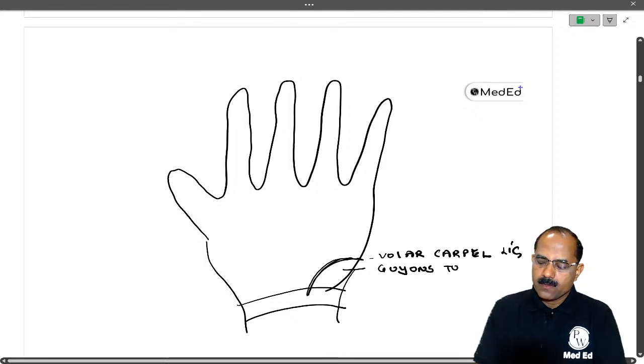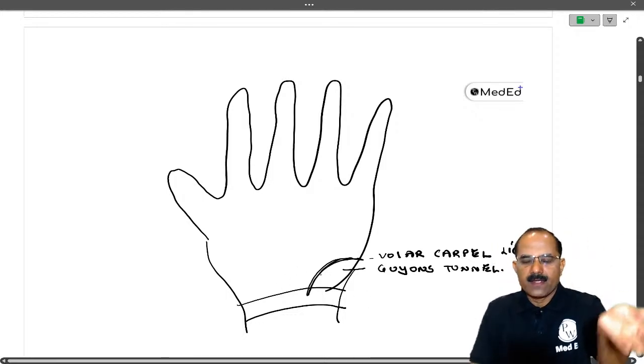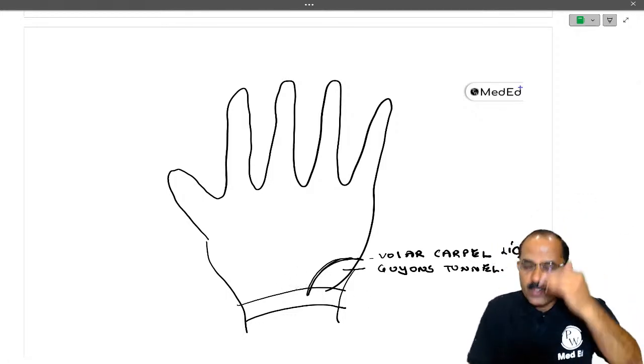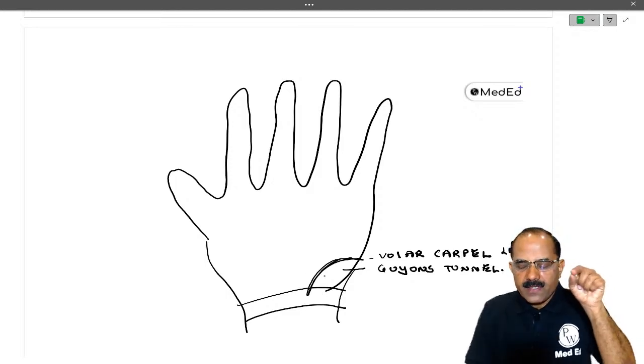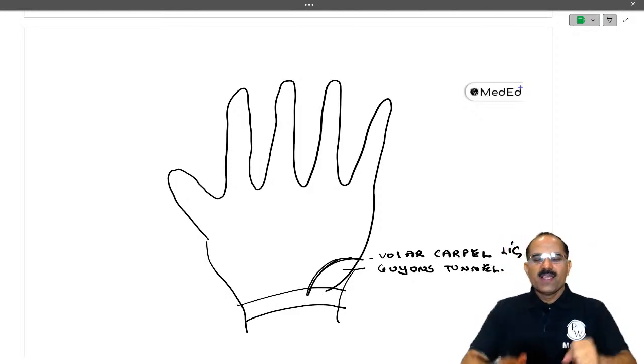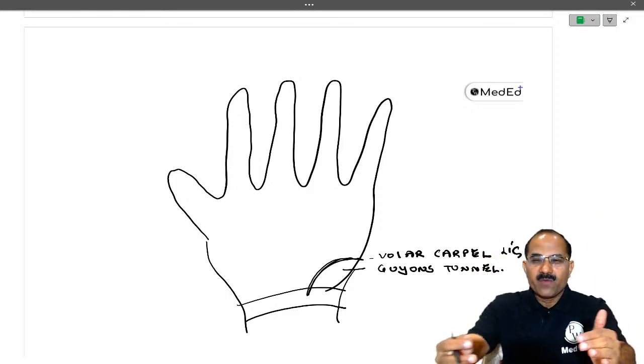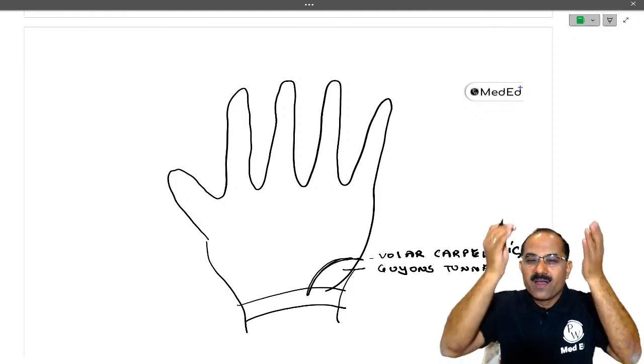Guyon's tunnel. That's the flexor retinaculum. यह है flexor retinaculum, ये उसका extension है. The extension of flexor retinaculum is the volar carpal ligament. And ये tunnel का नाम क्या है? Guyon's tunnel. बच्चों, can anyone tell me what is passing through the Guyon's tunnel?